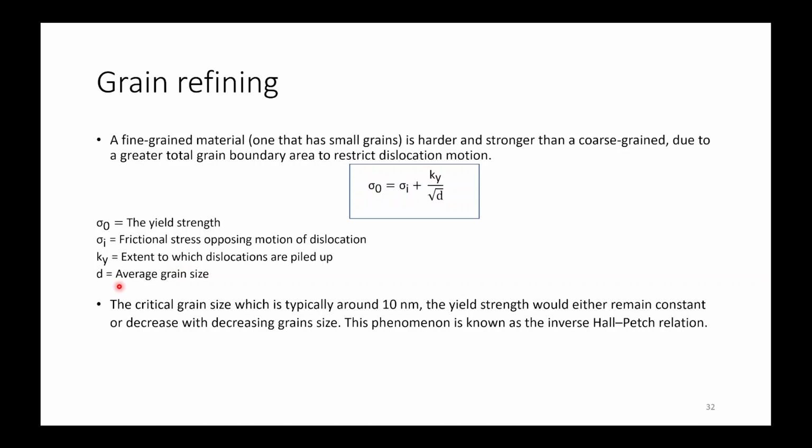Now the critical grain size is typically around 10 nanometer. So below this, if we reduce size of grains, the yield strength would either remain constant or it will start decreasing with decrease in grain size. And this phenomenon is known as inverse Hall-Petch relationship.